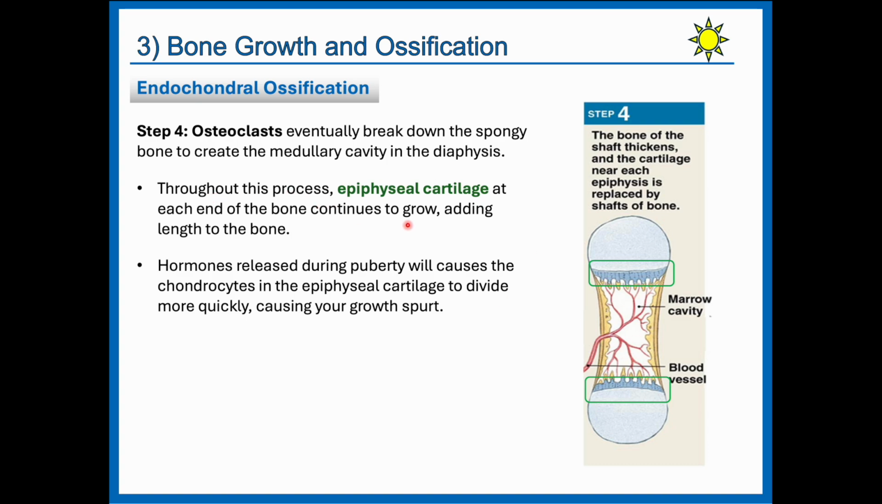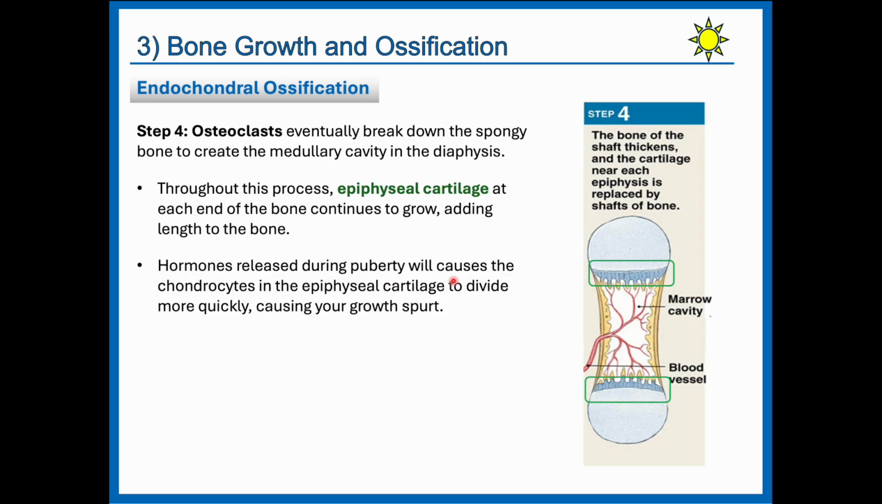Throughout this process, epiphyseal cartilage at each end of the bone continues to grow and adds to the length of the bone. Remember here, we still had some cartilage, right? So this cartilage, it continues to grow up, right? And it lengthens the bone, right?